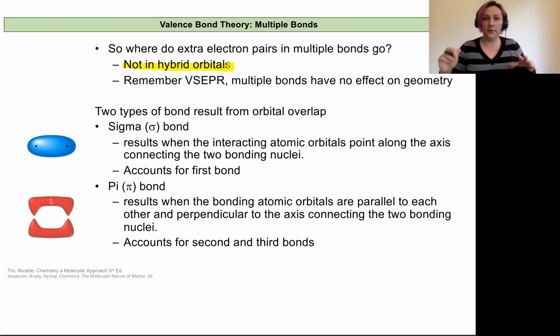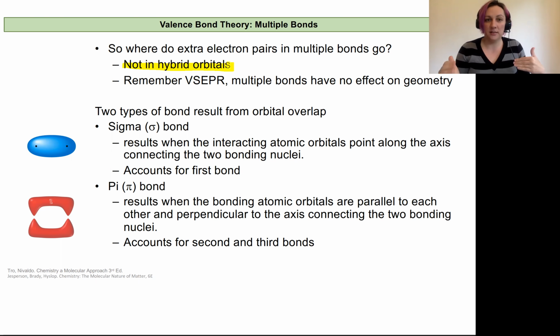And if you remember from VSEPR theory, when we're talking about how things arrange themselves around that central atom, we said to not worry about if there's a double or a triple bond at all because it's not going to impact the overall geometry. It's really just the repulsion of that ball of electron density with other electron groups around it. So, in our picture of valence bond theory, we're going to see why it doesn't actually have an impact, because it's our hybridized orbitals that are building the geometry of our structure. And they're really going to account for our first set of bonds.